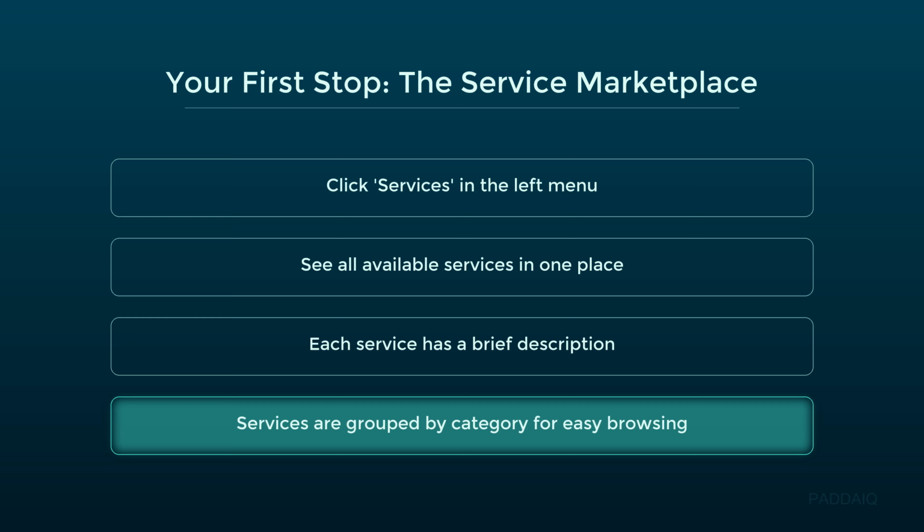Services are grouped by category for easy browsing. This means you can find what you need quickly, like shopping in a well-organized store. For instance, all database services are in one section, while analytics tools are in another. This logical arrangement helps you discover and select the right services efficiently without confusion.